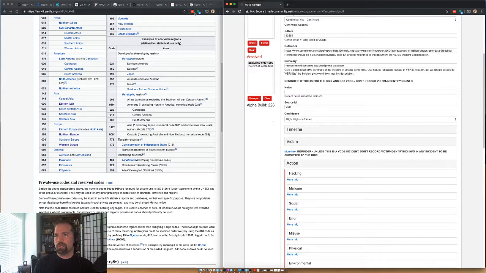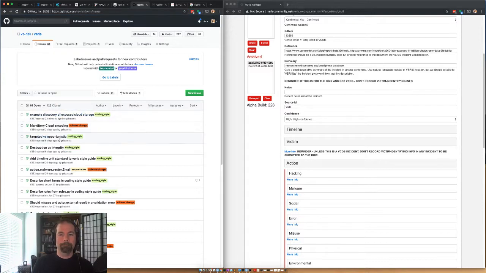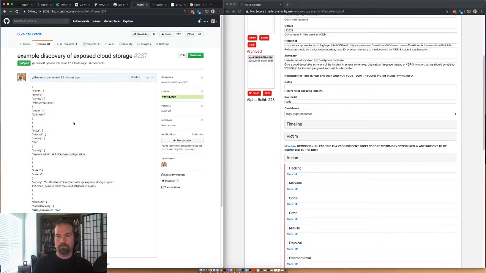And this is where we can go back and talk about coding style. We're trying to start capturing coding style in the VERIS repo. And I just dumped this one in here really quick as an example. This is how we generally would code something like a cloud service. The action, in this case, is going to be an error of misconfiguration.